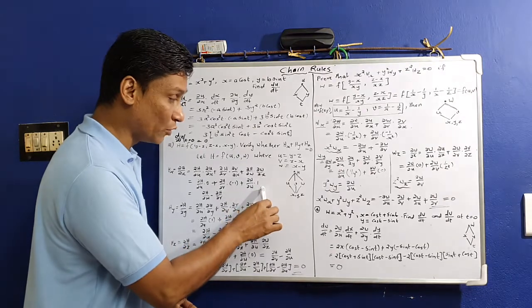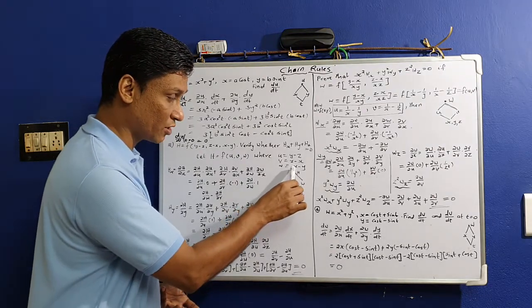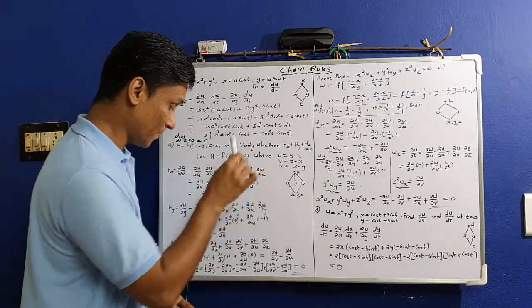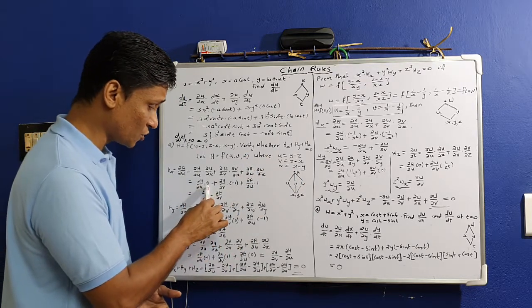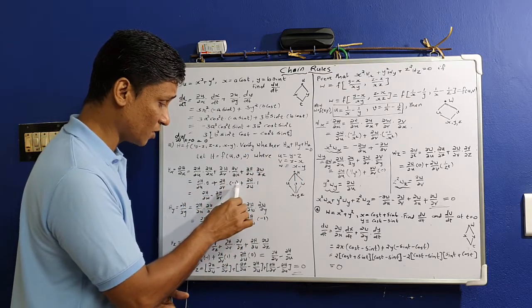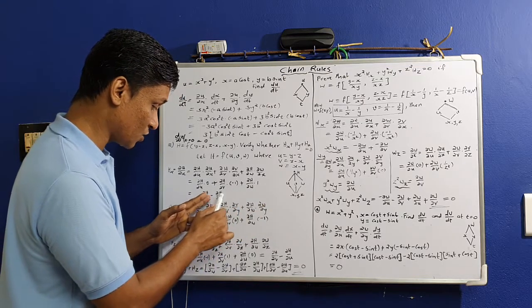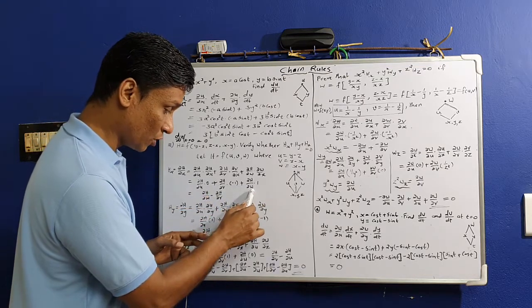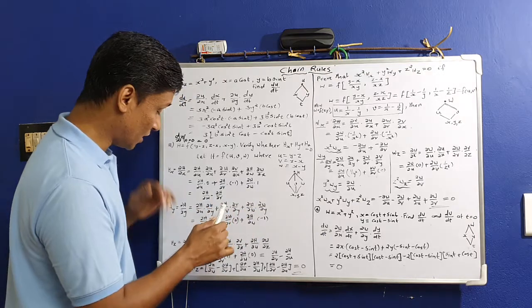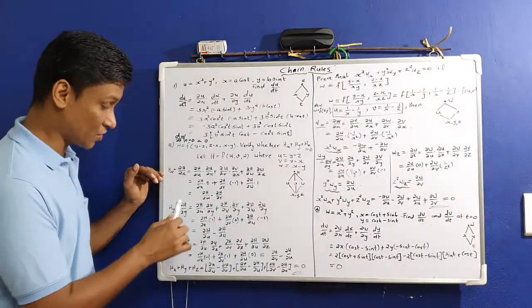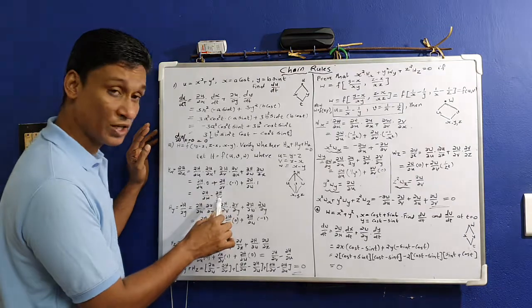Now ∂w/∂x. This is our w, so ∂w/∂x is 1. So this becomes ∂h/∂u into 0 plus ∂h/∂v into minus 1 plus ∂h/∂w into 1, that is ∂h/∂w minus ∂h/∂v. That is our hx. hx is ∂h/∂w minus ∂h/∂v.